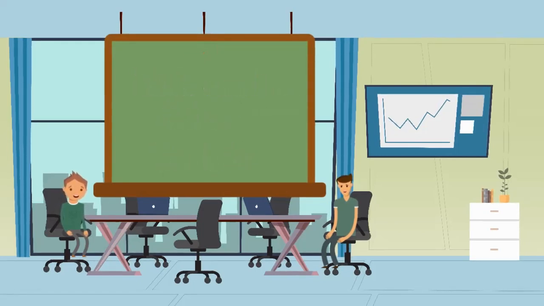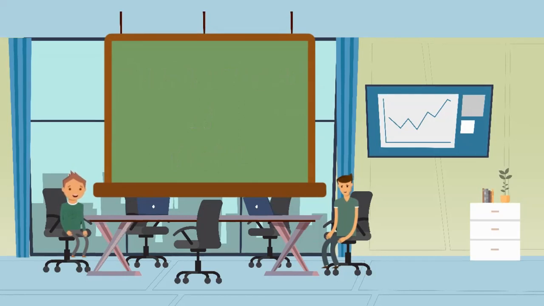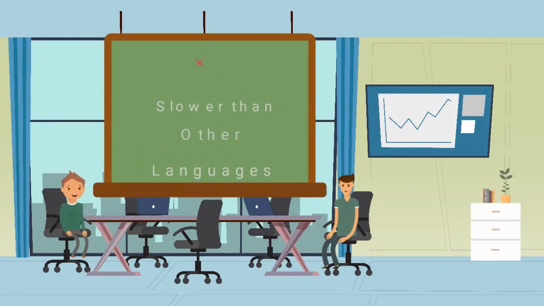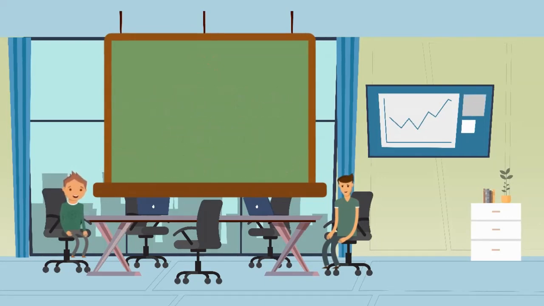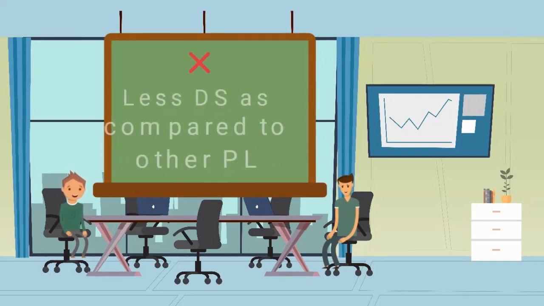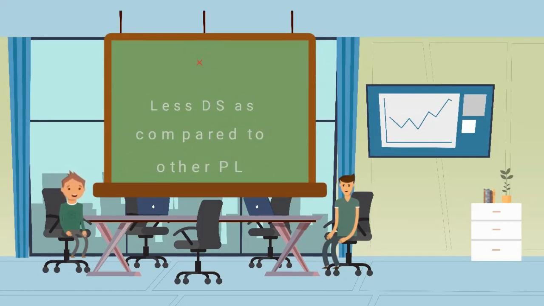Okay, hotshot. So these were the advantages. So what do you think about disadvantages of bash? Some disadvantages of bash are like this. It works slower than other languages. An improper script can damage the entire process and generate a complicated error. It is not suitable for developing a large and complex application. It contains fewer data structures as compared to other standard programming languages.